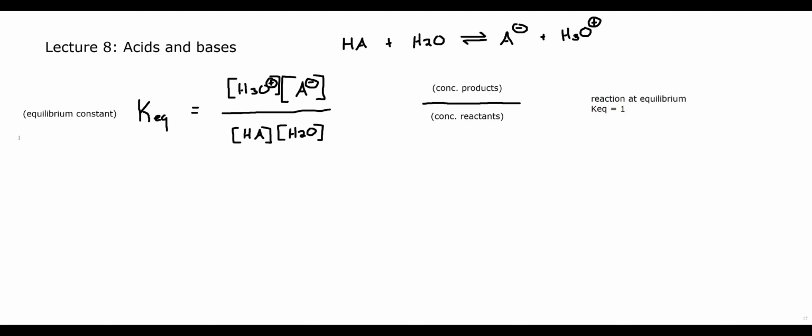Okay, so that's very important. KEQ will equal 1 when the reaction is at equilibrium. That means the forward reaction is the same as the reverse reaction, same rates, okay? Same concentration of products, same concentration of reactants. KEQ, the ratio of those two, is 1. Okay? Hopefully with me so far. Now we're going to rearrange this a little bit, and we are going to introduce this term Ka, which is just the strength of an acid.